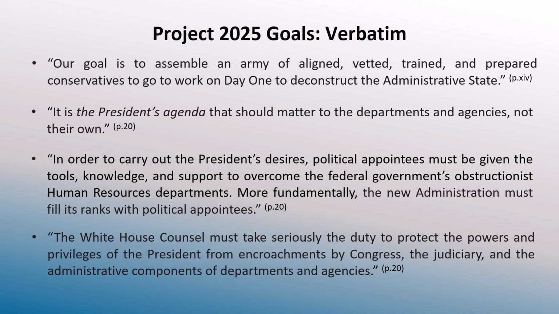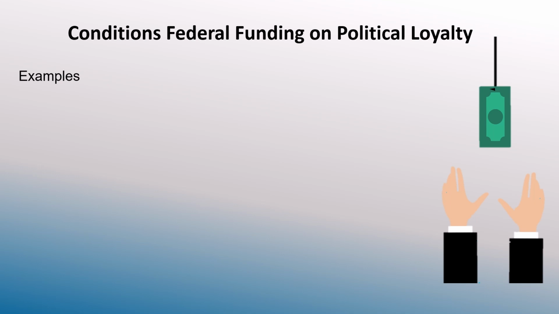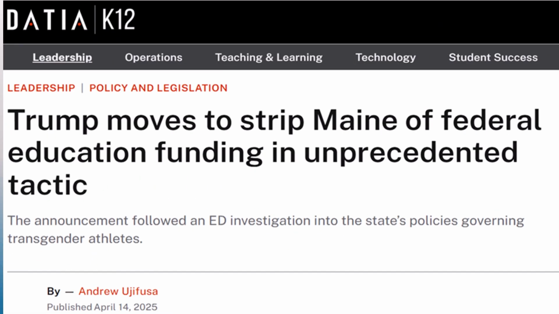Throughout Project 2025, actions are called for that would withhold federal funding if the state or entity which is supposed to receive that funding is not loyal to the president's agenda. These are some of the examples. Funding for schools. We have already seen threats to cut off funding to schools. This threat was made to the state of Maine for refusing to ban transgender athletes from school sports.